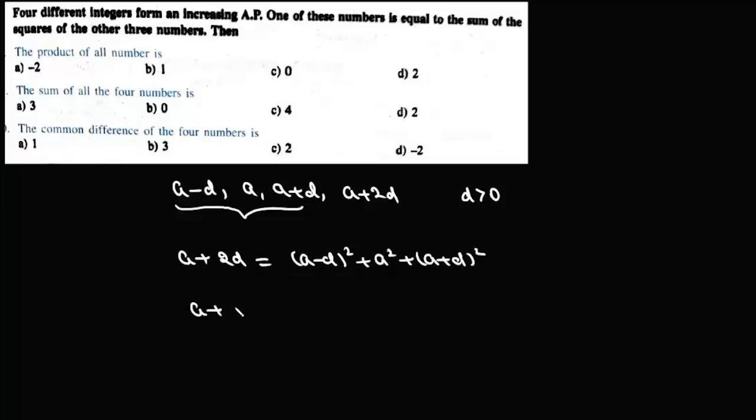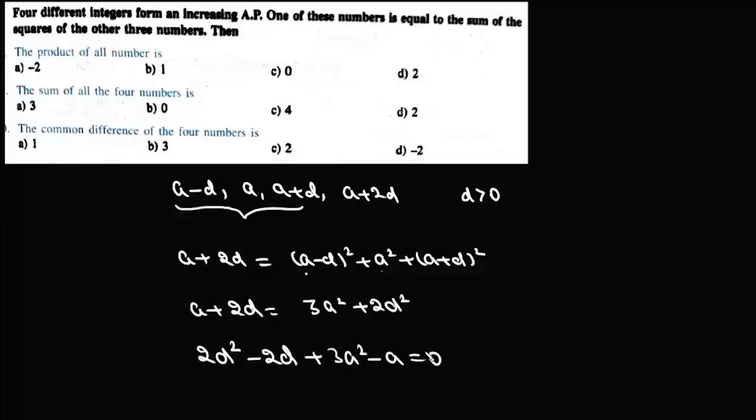And the reason we have taken this as a minus d, a and a plus d, because we have to use the sum of squares of the other 3 numbers. So we are given that a plus 2d is equal to (a minus d) square plus a square plus (a plus d) whole square. Now this is a square plus a square plus a square, there will be 3a square, and then plus 2d square; minus 2ad plus 2ad will cancel. So we can write this as 2d square minus 2d plus 3a square minus a equals 0.